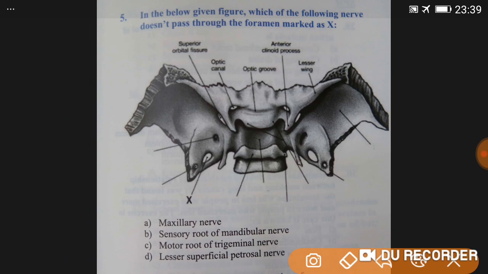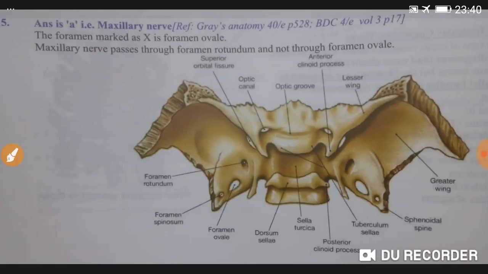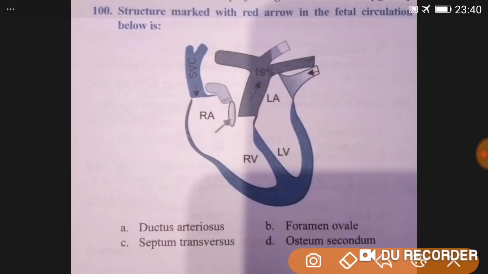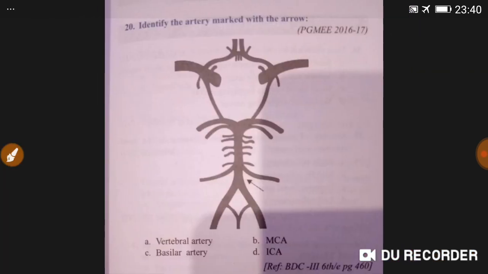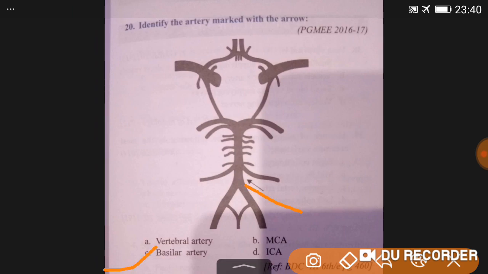In the below given figure, which of the following nerves doesn't pass through the foramen marked as X? This is the foramen. Not passed, that is maxillary nerve. Structure marked with red arrow in the fetal circulation, this is foramen ovale. Identify the artery marked here. This is basilar artery.